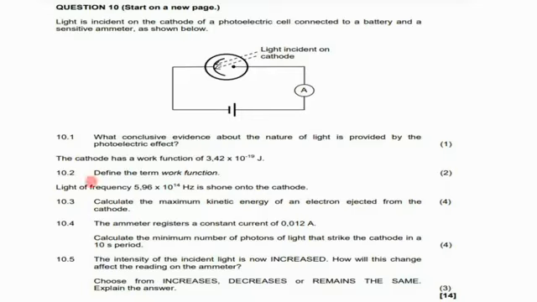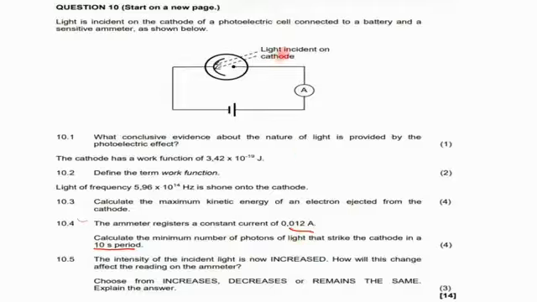Okay, so now we have 10.4. It says the ammeter registers a constant current of 0.012 amperes, right? And then it says calculate the minimum number of photons of light that strike the cathode in the 10-second period, right? So what are we supposed to do here? We are given the current, and we are also given the time. And the question is asking us to calculate the minimum number of photons of light that strike the cathode.